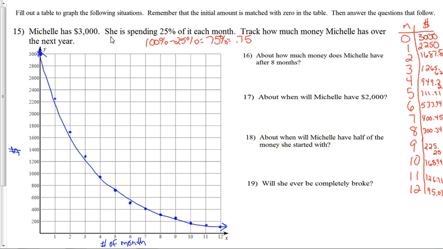So about how much money does Michelle have after 8 months? So notice it says 8 months is the first question. Here's the month. Here's 8 months. So we can follow that straight up to the graph. And it shows exactly from your table, $300.34. Or if you look right from the graph, it's about $300.